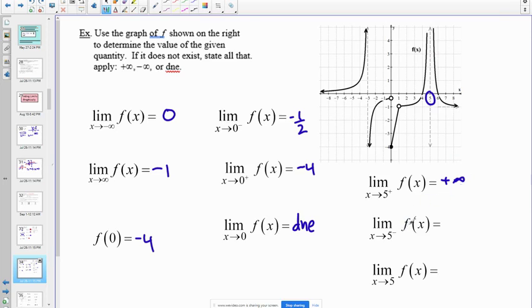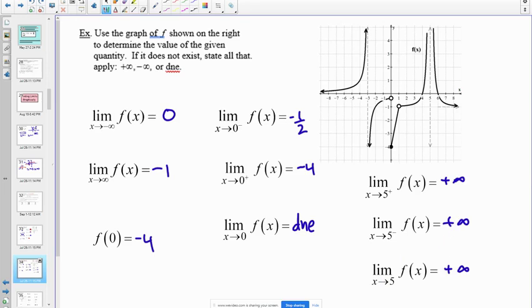All right, what's the limit of f of x as x approaches 5 from the left? I can see that answer is positive infinity. So what is the answer as the limit of f of x as x approaches 5? Well, if these two are the same, then this is also the same.